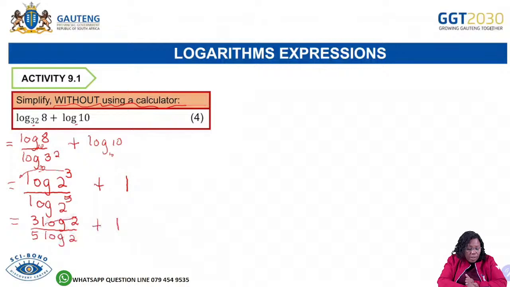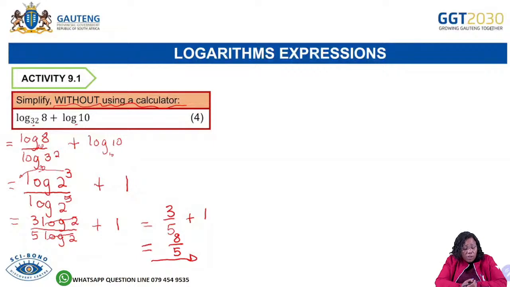This log 2 will cancel log 2. Can you see that, grade 12? And then we will be left with 3 over 5 plus a 1. And then 3 over 5 plus a 1 is 8 over 5. That is your answer.